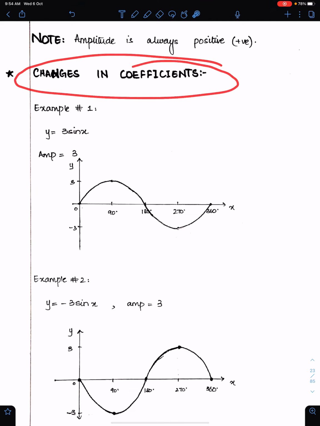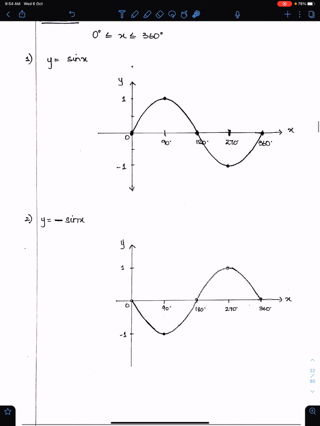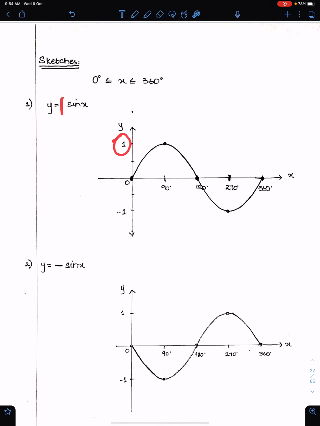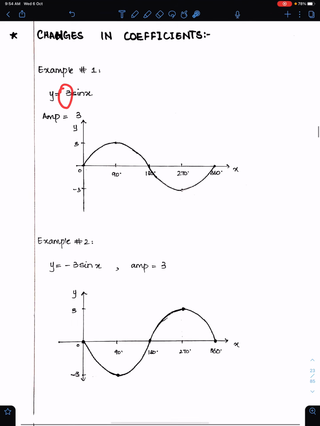Changes in coefficients. See, what if we have to sketch 3 sine x? Here we sketched 1 sine x. So we had 1 here and minus 1 here. What if we have to sketch 3 sine x? So this should be 3 and this should be minus 3. So this is the sketch of y is equal to 3 sine x. This number should be 3 because this is 3. Minus 3 sine x is very simple. It is the reflection of this curve about the x-axis. Amplitude is the same for both the functions, 3, because amplitude is distance.